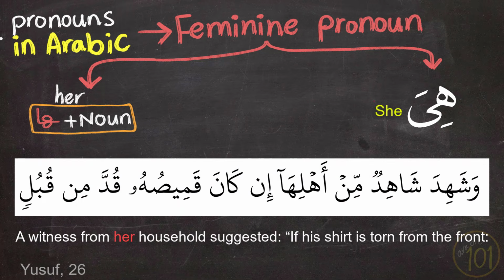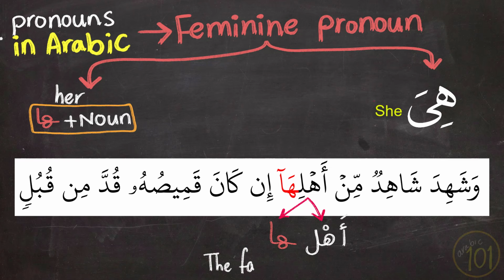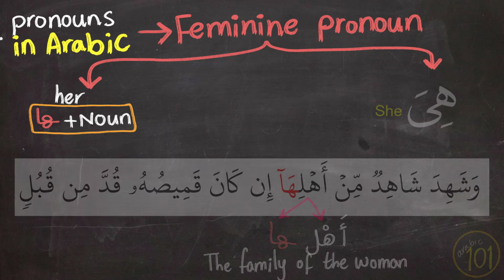وَشَهِدَ شَاهِدٌ مِّنْ أَهْلِهَا إِن كَانَ قَمِيصُهُ قُدَّ مِن قُبُلٍ. As you can see, this ayah was taken from Surat Yusuf. The word أهلها is made up of أهل, which, as you should know, means the family of, and at the end of it you will see ha attached to the end of the word to refer to the fact that it is the family of the wife of the governor who was trying to seduce Yusuf alayhi salam.